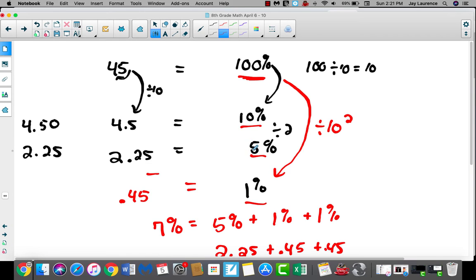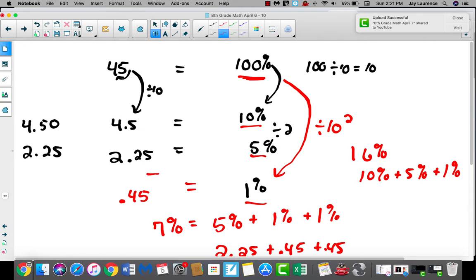0 tens, 1 5, and 2 1s. If I wanted, say, 16%, well then I'd need a 10%, I need a 5%, and I need a 1%. And I would add those three together. So that would be what?